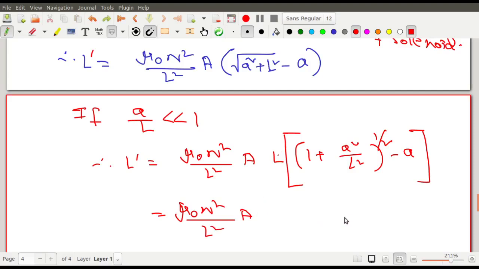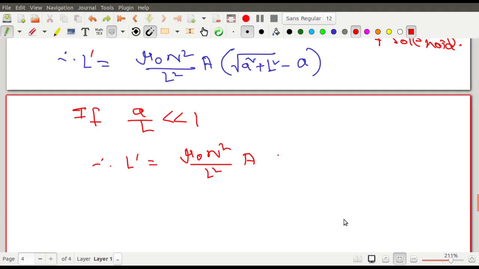Not needed. There is no need to do it this way. They have suggested an alternative way. That is mu 0 n square by l square into capital A. You see that A is less than l. The condition is A is less than l, or l is very large.